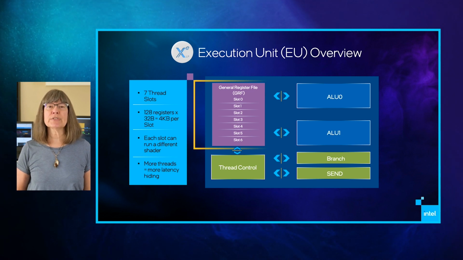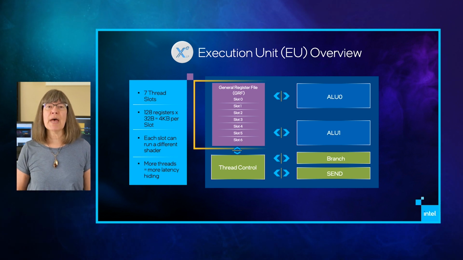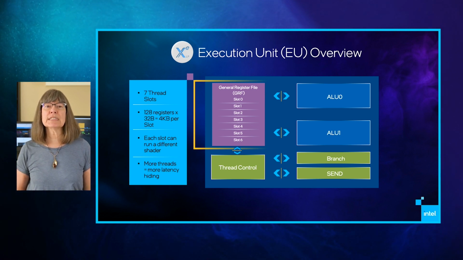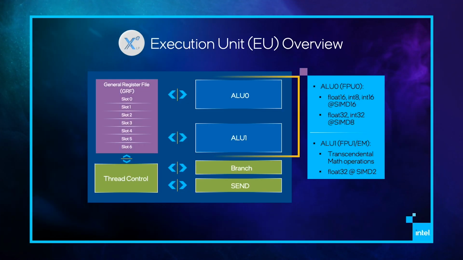So, if your shader uses a lot of temporary variables, it will force the Intel compiler to fall back to a lower SIMD number. Also, it's important to note that the more threads that are loaded into the GRF, the better, as they are used to hide execution latency, which we will discuss in a few slides. ALU0 and ALU1. All float and integer arithmetic operations are handled by these two arithmetic units. Keep in mind that they are not symmetric with respect to which instruction type they can execute.